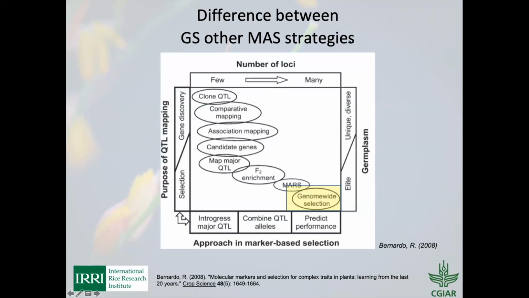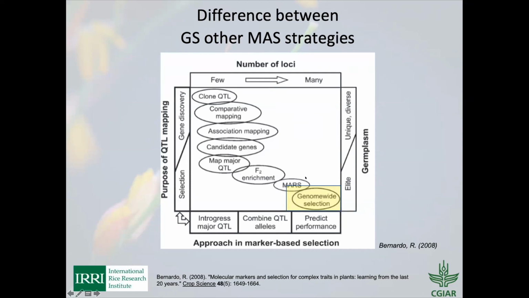So I personally like this diagram from Rex Bernardo's, one of the older articles. It clearly shows that it depends on what your objective is, what your trait is, and what your population is. And then you can clearly map what you're trying to achieve, right? So every single technique here is a valid approach, depending on what you really want to achieve.